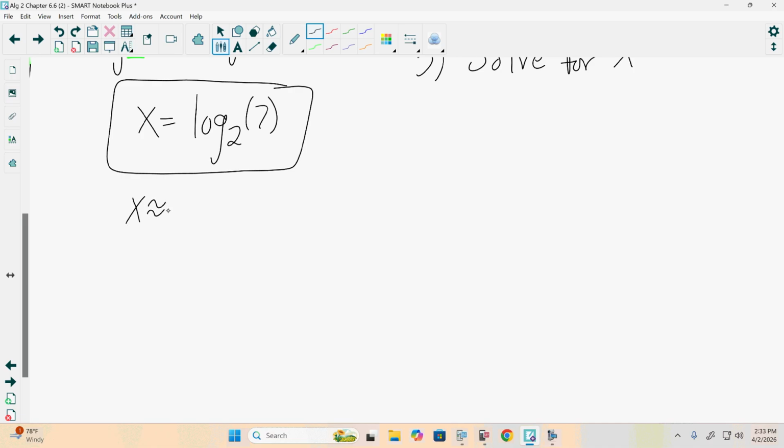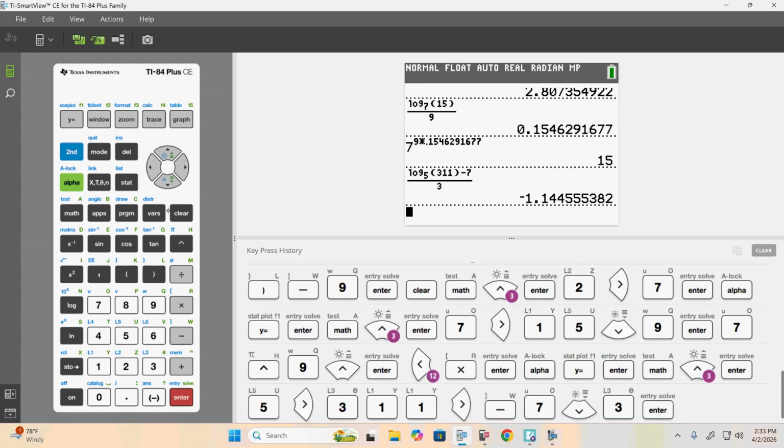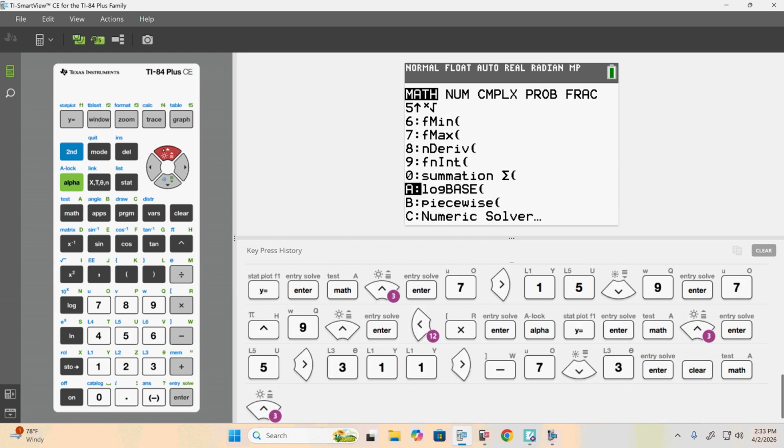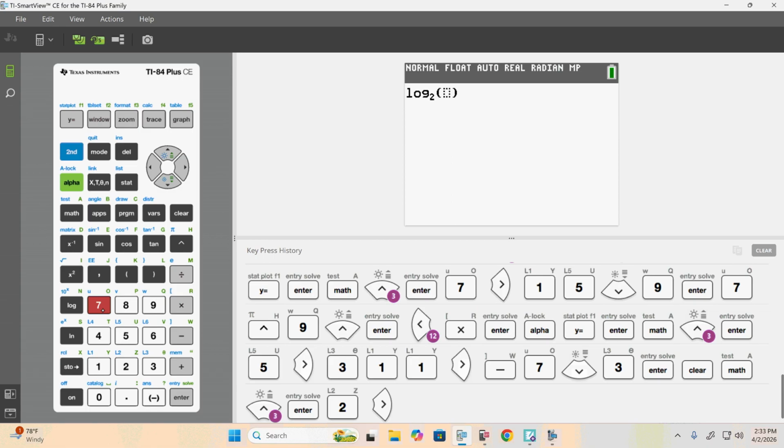Now at this point here, we can find out what the decimal approximation of log base 2 of 7 is. Now the graphing calculator can do this quite nicely, because we can go math, log base 2 of 7 is 2.807354922, or 2.807.